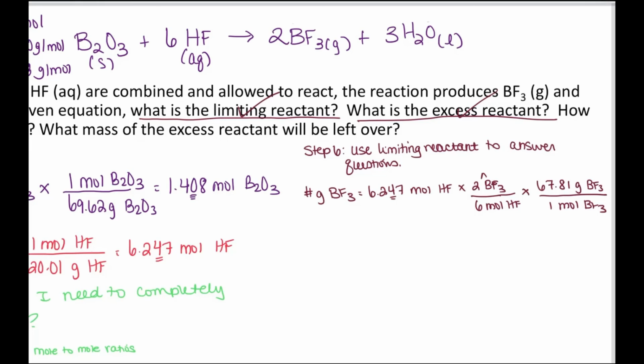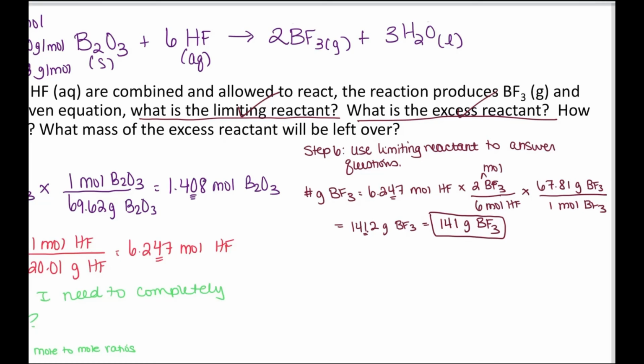And I apologize, there should be the word mole in here. When you calculate this out, you get 141.2 grams of BF3, but I know from my sig figs I need to round this to 141 grams of BF3. So this answers the question, how much BF3will be produced? I can produce up to 141 grams of BF3.